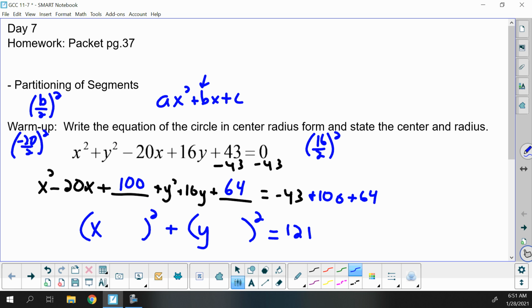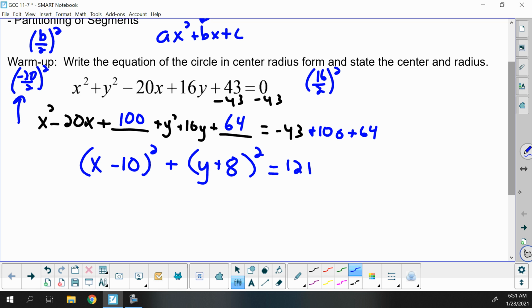And remember, the quick way to figure out what goes in there is whatever you squared. Well, let's look up here. We did negative 20 divided by 2 is negative 10, and then negative 10 got squared. So that means negative 10 should go in here. Over in the other one, we did 16 divided by 2 is 8, and then we squared the 8. So that means plus 8 should go in here. So that is one part of your answer to the warm-up.